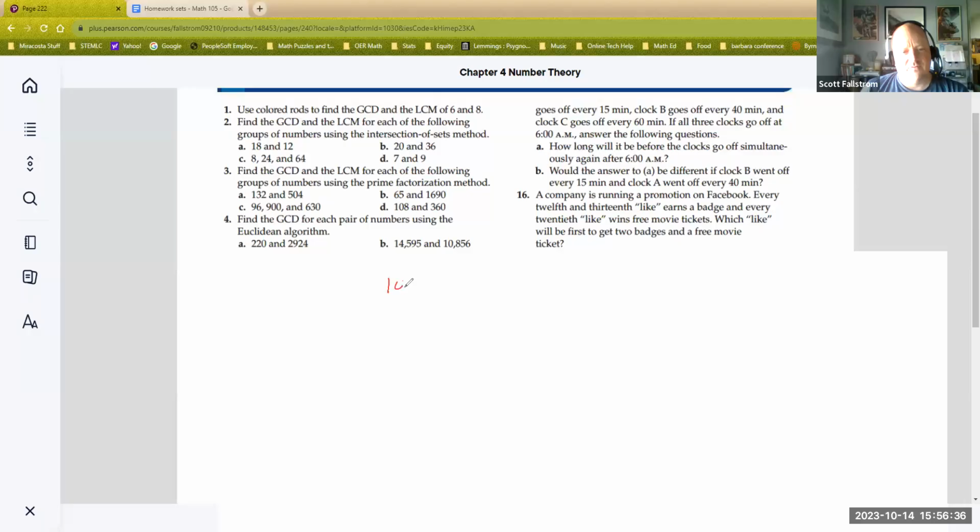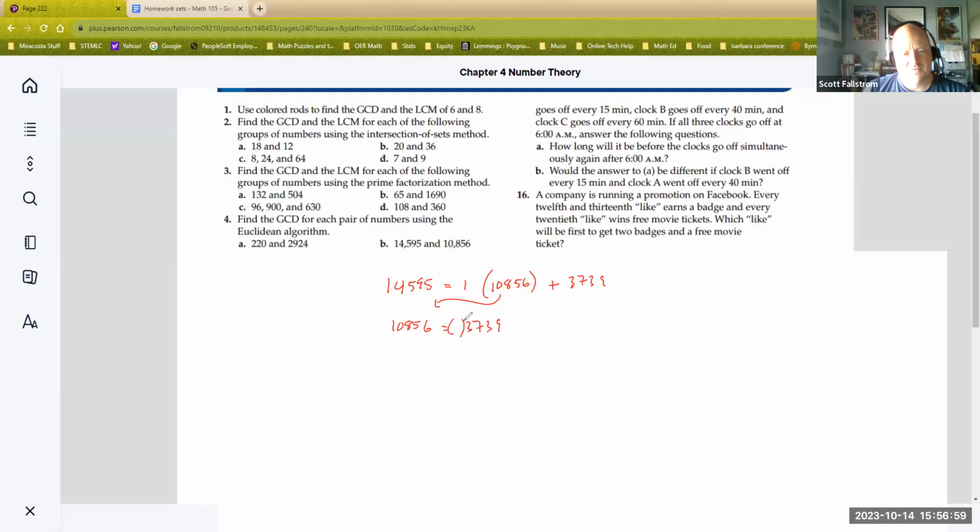Okay. So 14,595 is equal to one group of 10,856, plus, oh shoot, I should have written that number down. 14,595 minus 10,856 is 3,739. Okay, so here I go bringing it down.